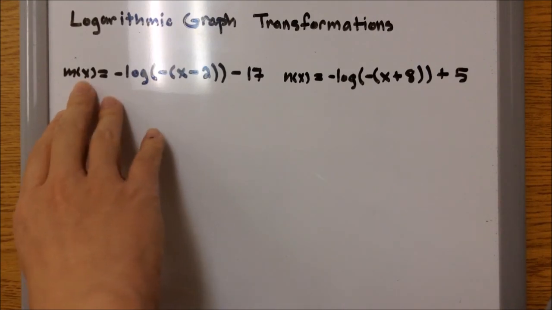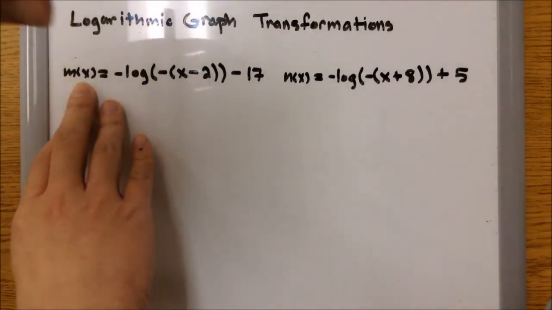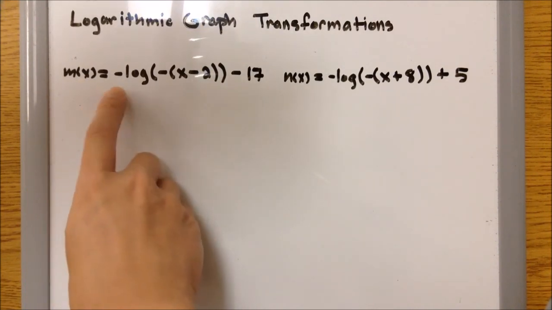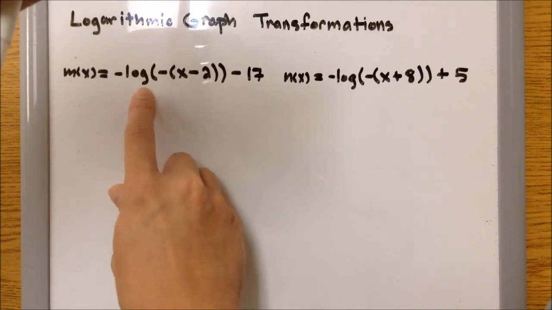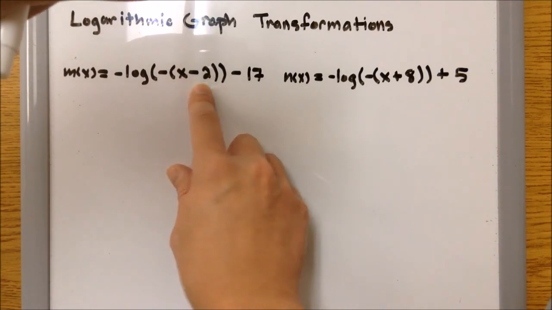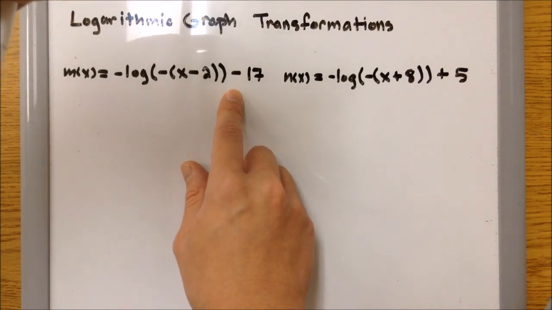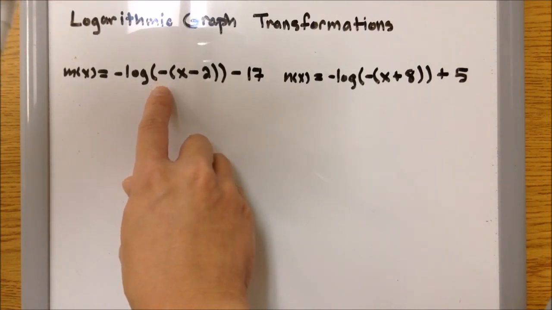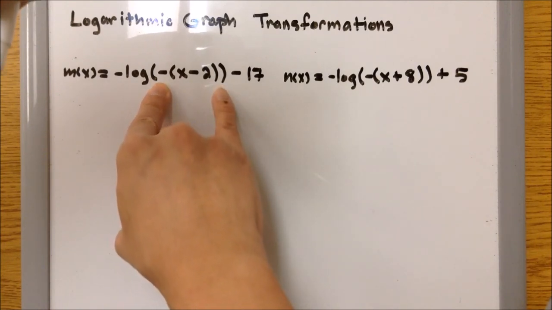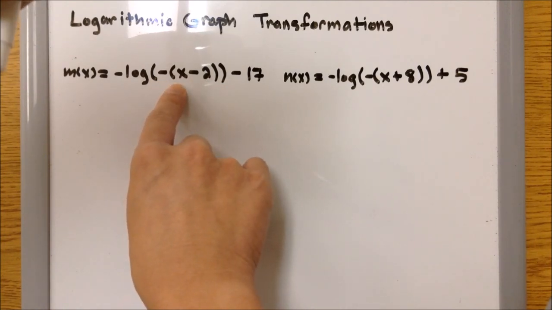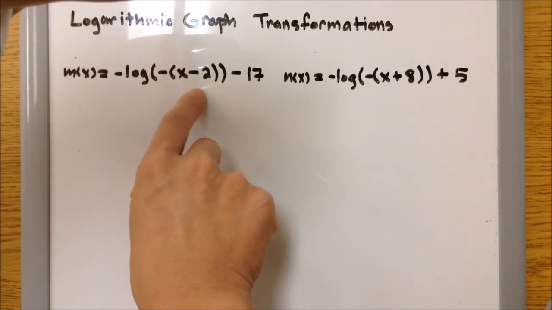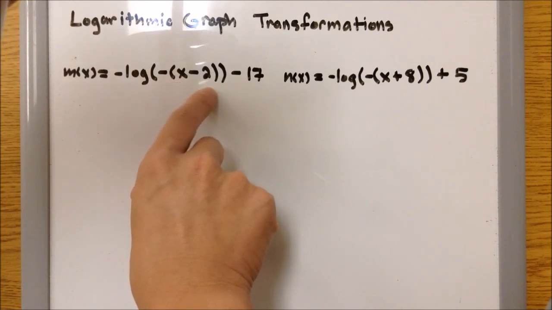Alright, example 5. We have, for example 5, m of x equals negative log of negative of x minus 2, and then minus 17. Now, pay close attention to this. You see how there's a negative inside a log, so it's inside the parenthesis and it's in front of x. And see how there's another set of parentheses saying that there's a transformation easy to identify.